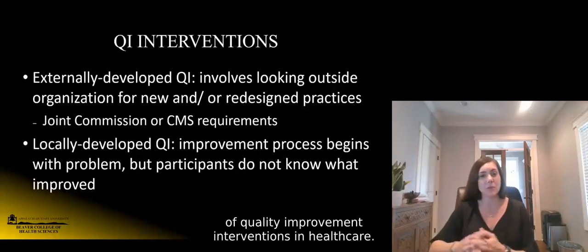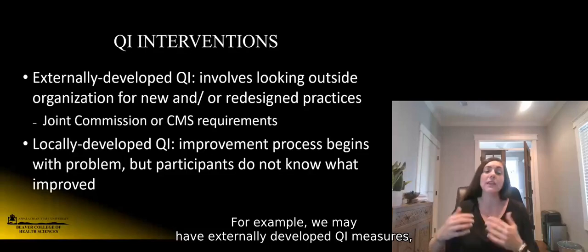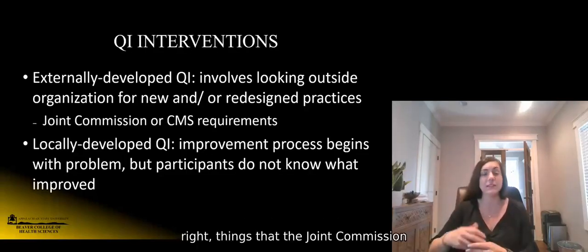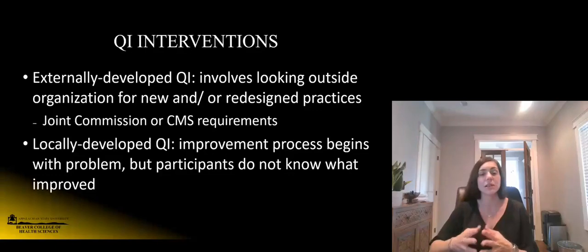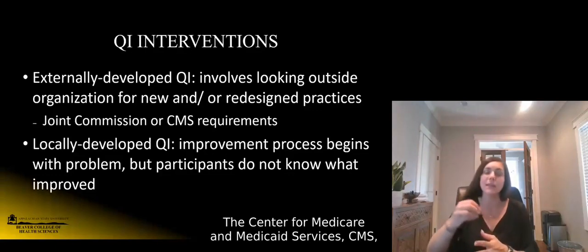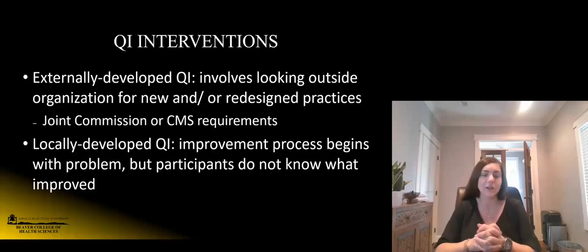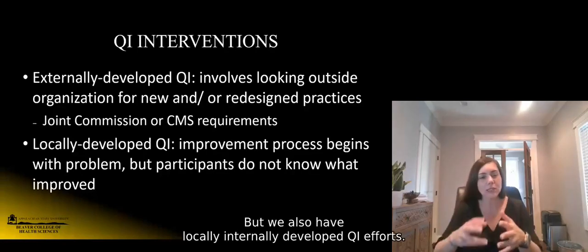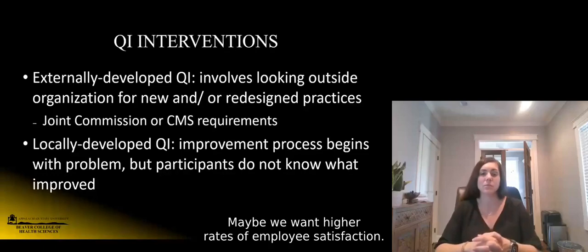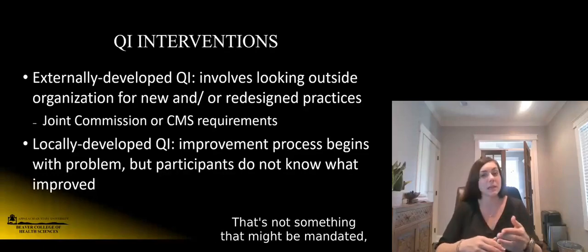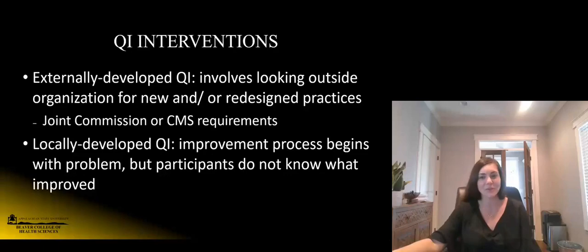Now, we have many different types of quality improvement interventions in healthcare. For example, we may have externally developed QI measures, right? Things that the Joint Commission or the State Department of Health and Human Services wants us to do. The Center for Medicare and Medicaid Services, CMS, has specific guidelines, right? So those are specific to what we need to do. But we also have locally, internally developed QI efforts, things we just want to get better at. Maybe we want higher rates of employee satisfaction. That's not something that might be mandated, but we want to do that work. And so sometimes it's external, sometimes it's internal.